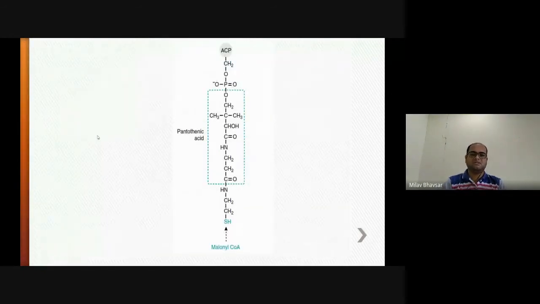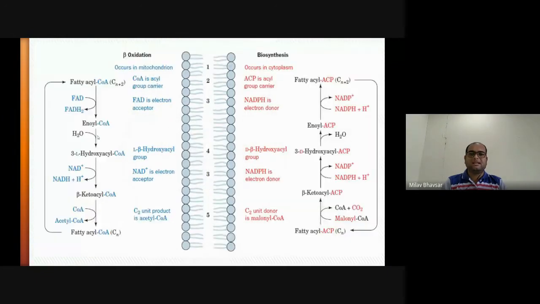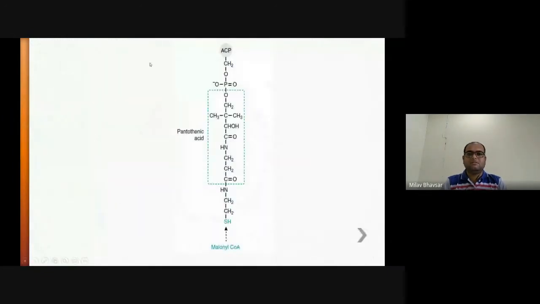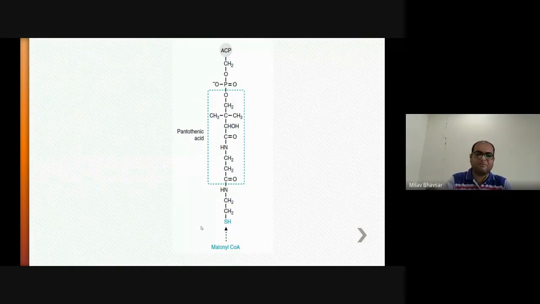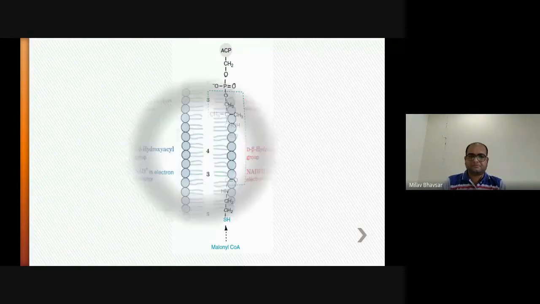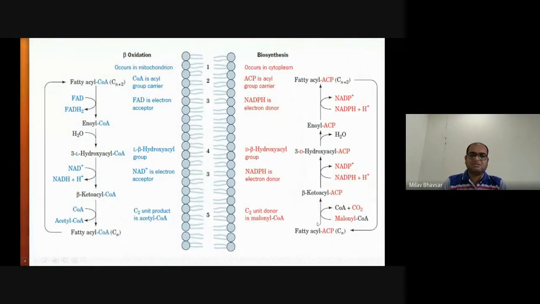So we'll start with the generation. Okay, this is your acyl carrier protein. Along with that, you have the pantothenic acid, and where your malonyl coenzyme, which was initially generated, acetyl coenzyme came out and converted into malonyl coenzyme. This is the place, the sulfhydryl group, where it gets attached. Now comes the starting. So this is the opposite end. This is going to be starting on the opposite. This is your oxidation and this is your synthesis.